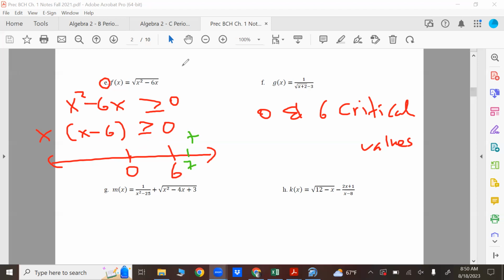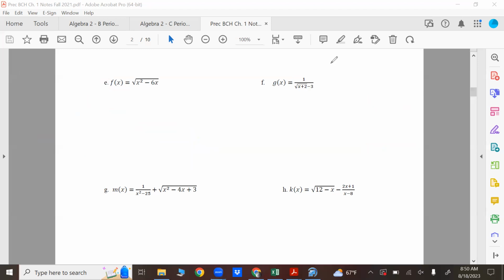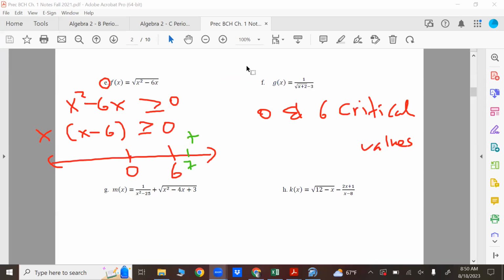Just test the far right and then analyze what's going on in the expression, and you should be able to figure out the rest. If you want to plug in, go ahead. It's just not terribly efficient. So all right, let's do, oh, I still need to write the domain. Sorry, got a little carried away here.